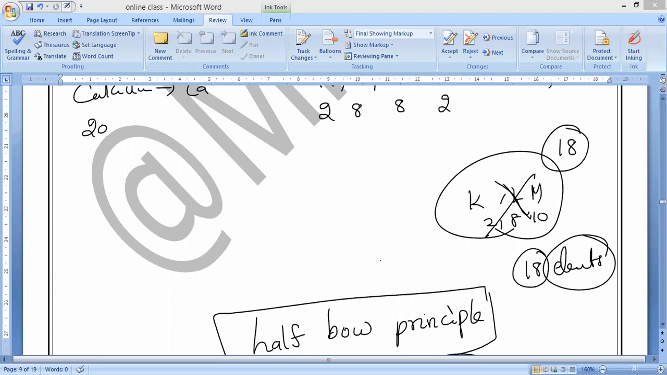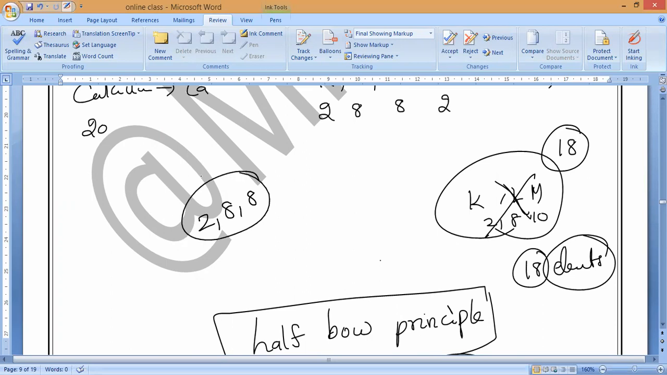After 2, 8 what will come? 2, 8, 1. Next 2, 8, 2. Next 2, 8, 3. Next 2, 8, 5. Next 2, 8, 6. Next 2, 8, 7. And the last one, the 18th element, what will come? 2, 8, 8. After 2, 8 will come 2, 8, 1. The same way 2, 8, 2 will come, 2, 8, 3 will come, finally 2, 8, 8 will come.